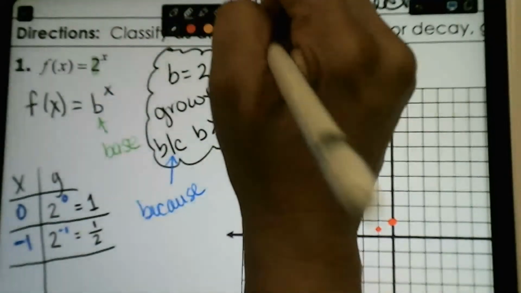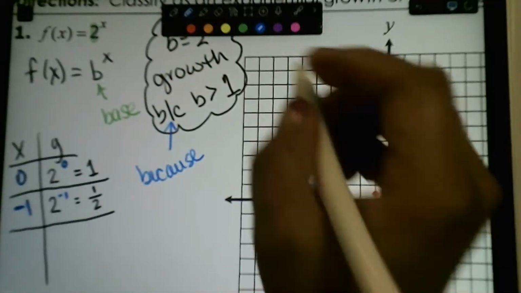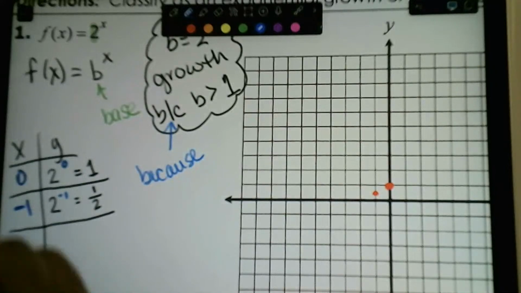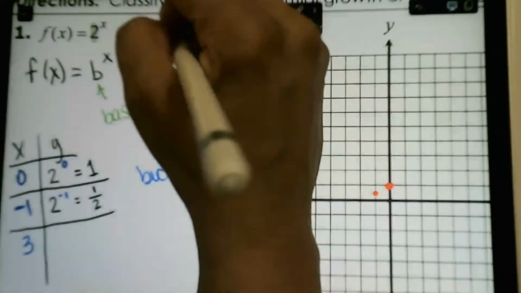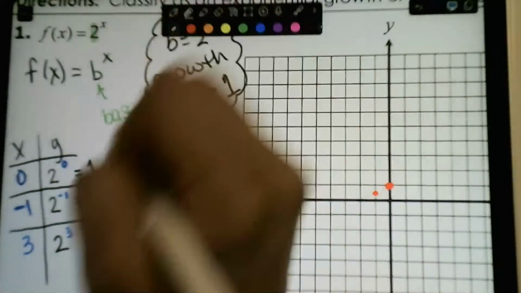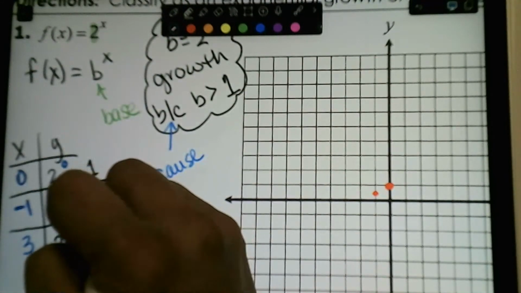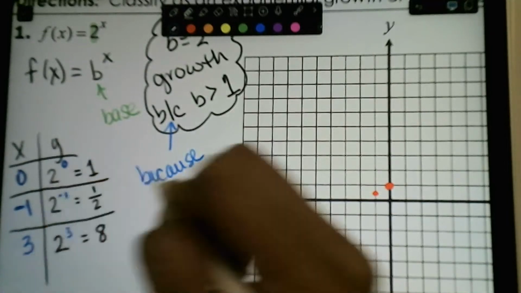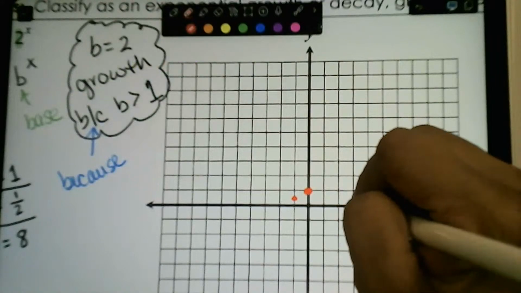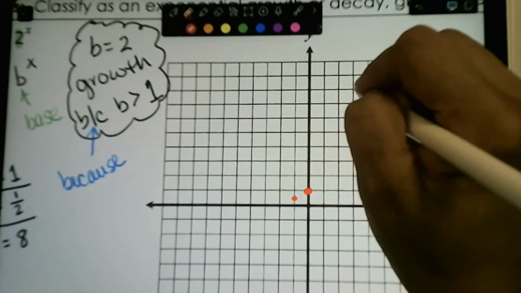All right, shall we continue in the negatives? Shall we do one in the positives? Yeah. Which one in the positives do you want to do? 3? Okay, so x is 3. That means we're going to go 2 to the third power. What is 2 to the third power? 2 times 2 times 2? 8. So when x is 3, y is 8.